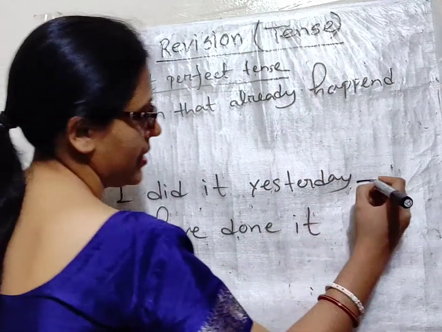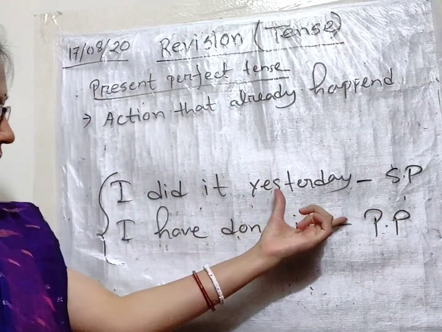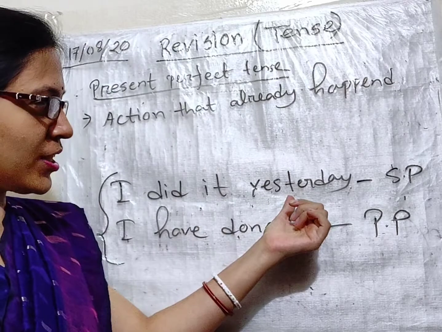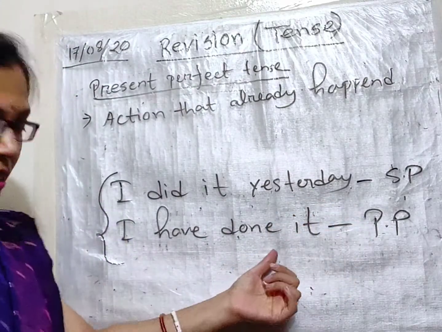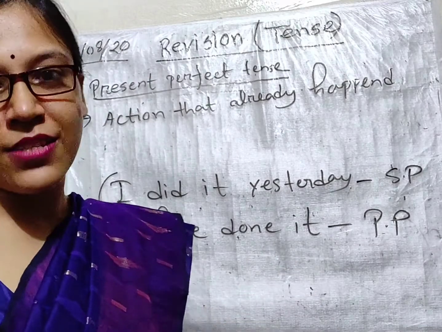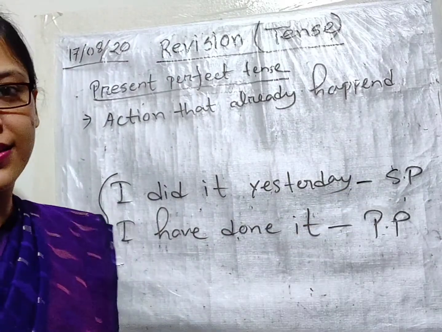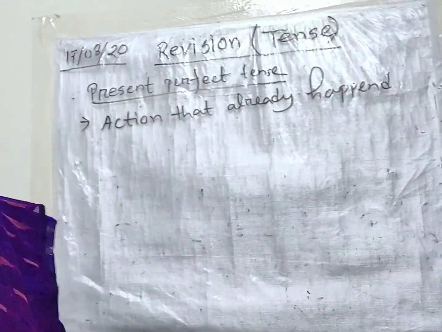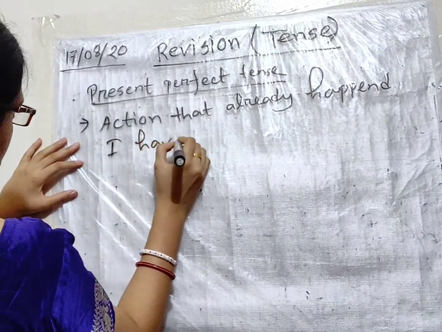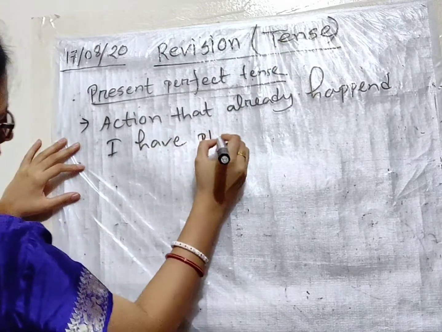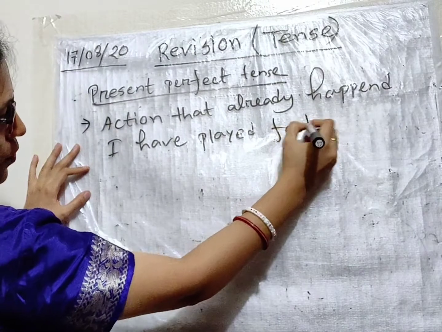Yes, the first is simple past and the second is present perfect, because the first sentence mentions a specific time, that is yesterday, but the second sentence doesn't mention any specific time. That is why it is present perfect and that is why the other is simple past tense. Okay, very easy. So the example for present perfect tense is: I have played football.